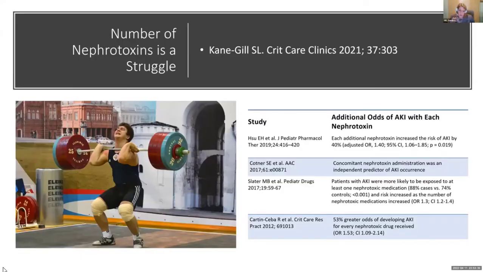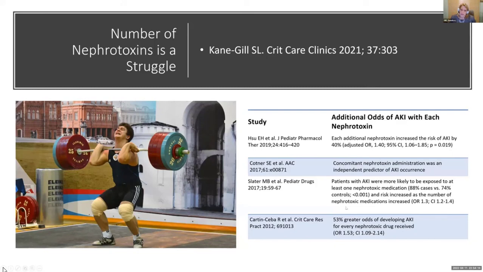We're talking about the number of nephrotoxins being a struggle. I think this guy here is the example of this. He's struggling, right? And the kidney struggles the more nephrotoxins you put on board. So there is this additional odds of developing acute kidney injury for each additional nephrotoxin that's added, and this is a 40% increase in odds in this particular study. This study says concomitant administration is an independent risk factor for acute kidney injury. We have another study here that says a 53% greater odds.